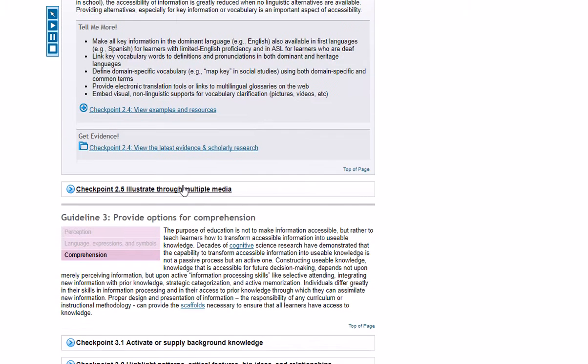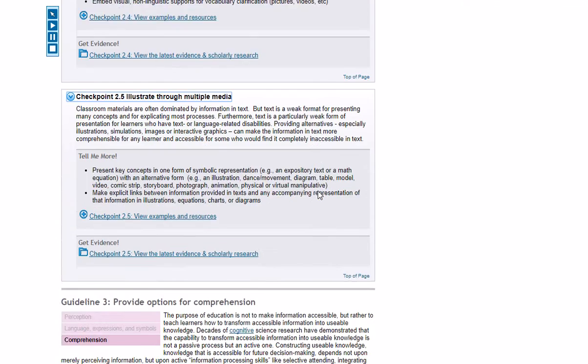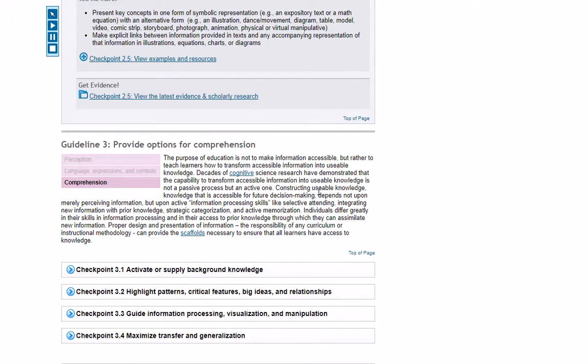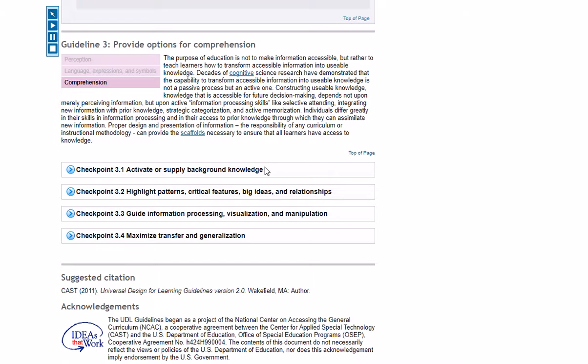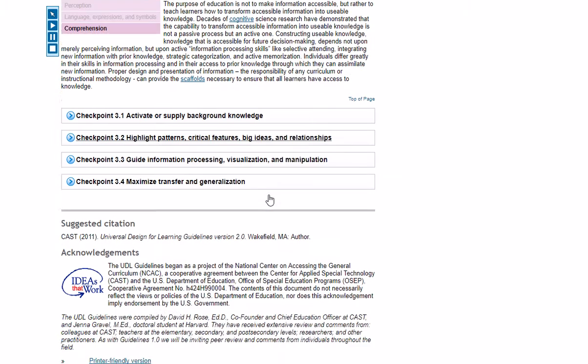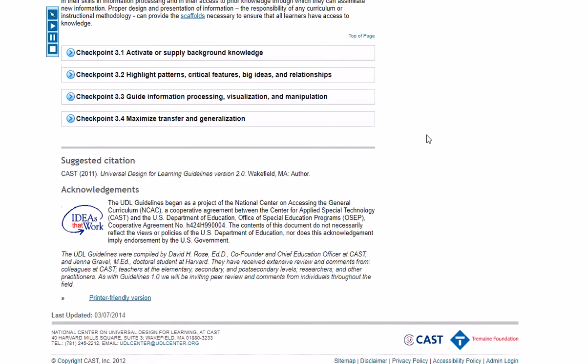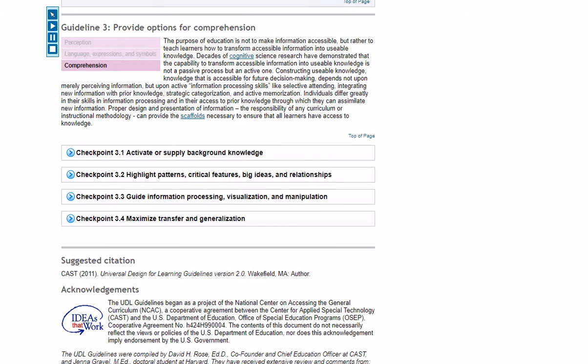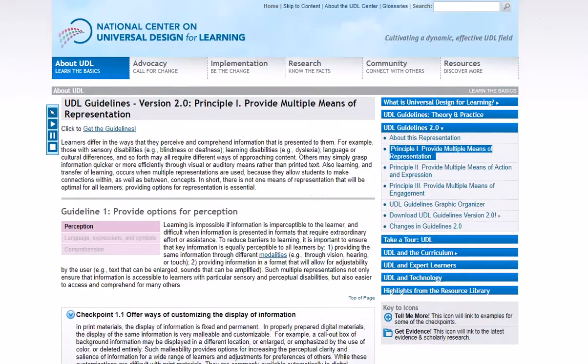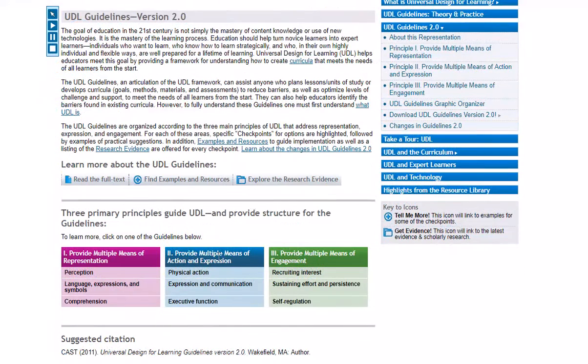Then using multiple media to illustrate concepts. And third, to provide options for comprehension, background knowledge, to highlight patterns, critical features, to not presume that everyone knows the things that we do or that has the background that we have.